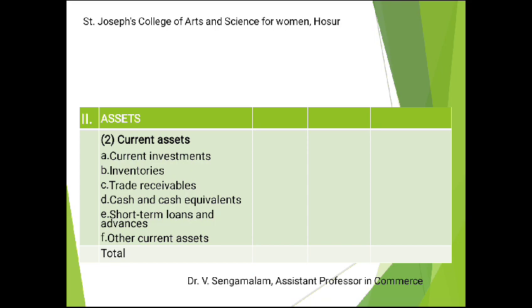In the asset side, the second major heading is current assets: current investment, inventories, trade receivables, cash and cash equivalents, and short-term loans and advances. Other current assets are shown under the current assets heading. The total is called the asset side total. Both the asset side total and the equity and liability side total should tally.